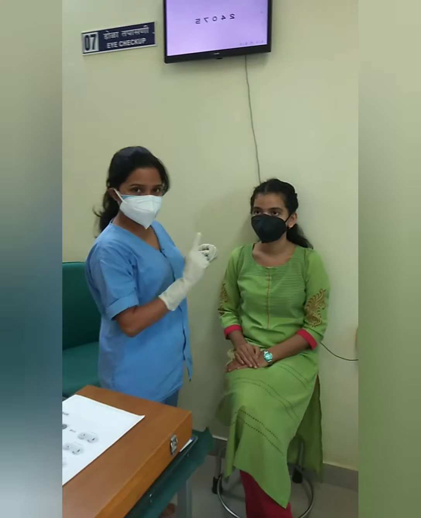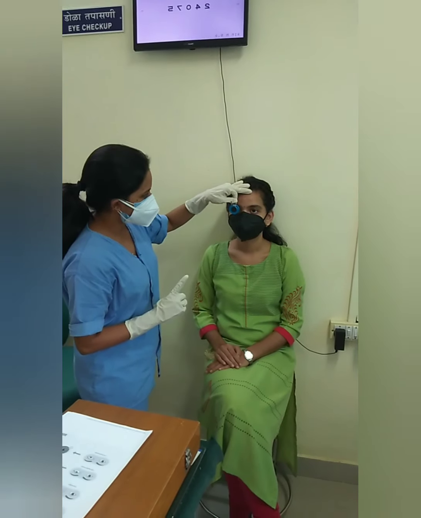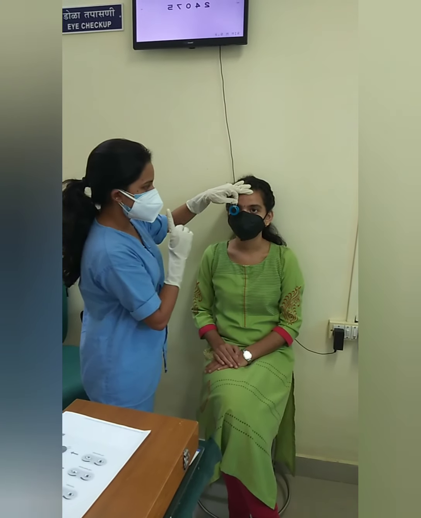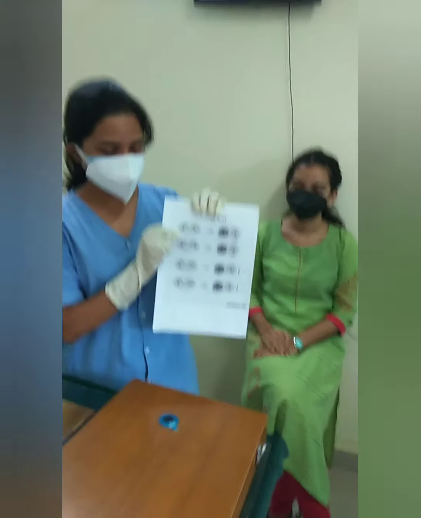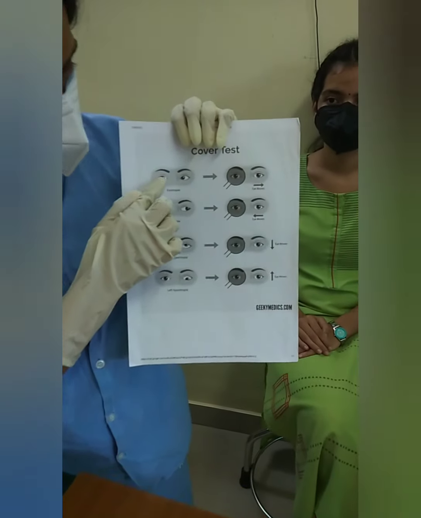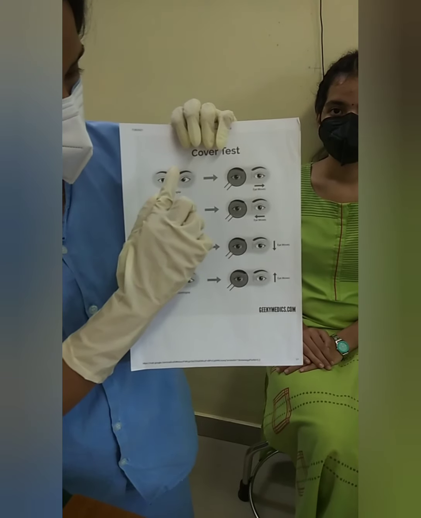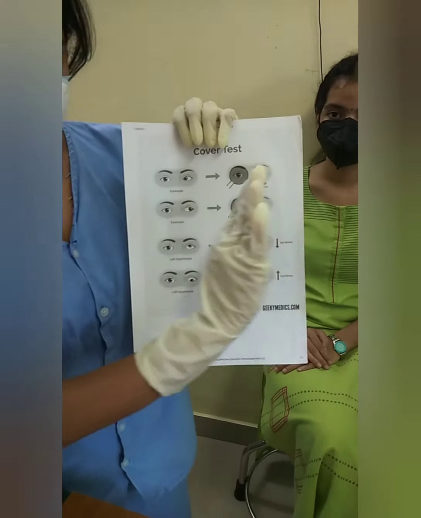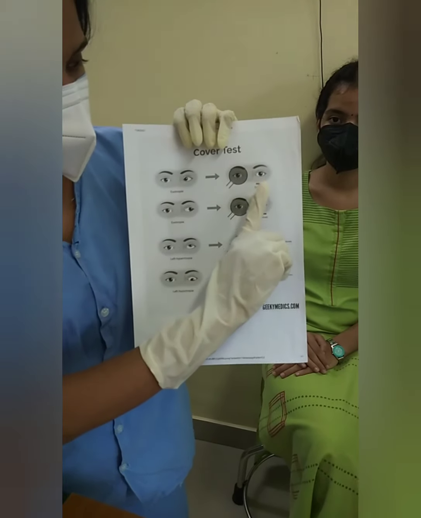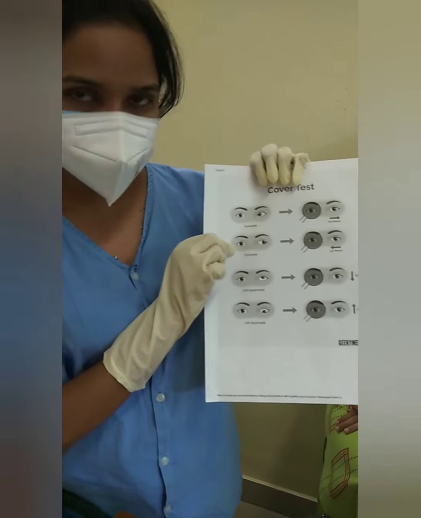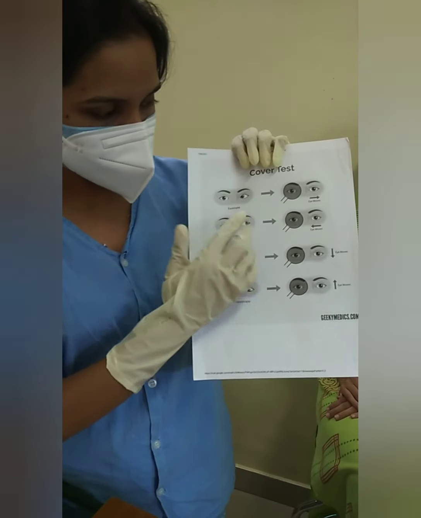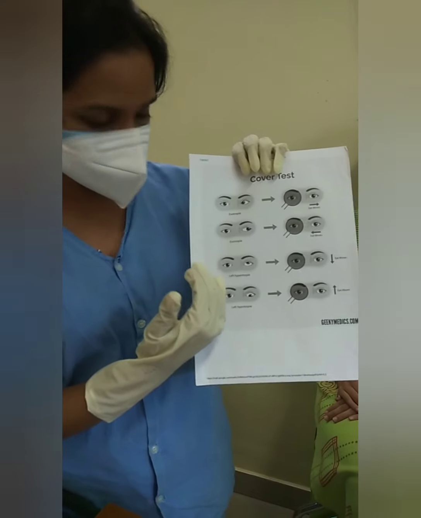Now this patient is a normal patient. Look for the uncovered eye. Now this patient is a normal patient, as there is no deviation in the uncovered eye. Whereas in esotropia, when I cover the fixating eye, the esotropic eye will move away from the nose, that is temporally, to take up the fixation. In exotropia, when I cover the normal eye or the fixating eye, the deviating eye will move nasally to take up the fixation.